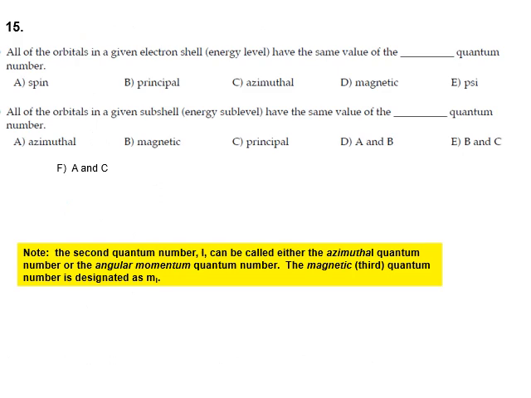All of the orbitals, and I'm reading the top part of 15, in a given electron shell have the same value of what? So look at your answers here. It's going to turn out to be answer choice B, the same principal quantum number. We'll have everything in a given shell, main energy level, has the same value for n, our principal quantum number. So the n quantum number is also called the principal quantum number.